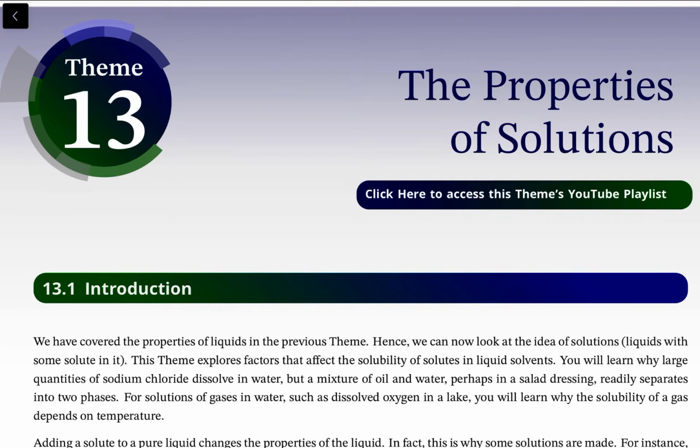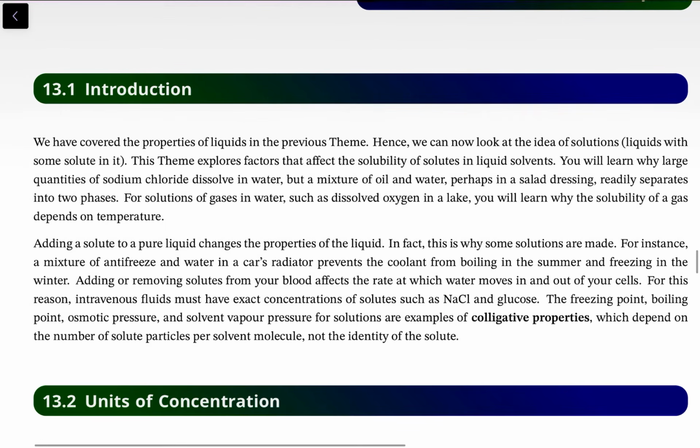Hello everyone. We're starting a new theme in this lecture series, and in this theme we're looking at the properties of solutions. So of course a good place to start would probably be by asking what do we mean by a solution? Simply put, a solution is a liquid with some solute in it, or differently put, something that has something else dissolved in it.